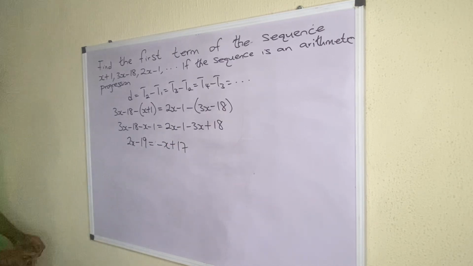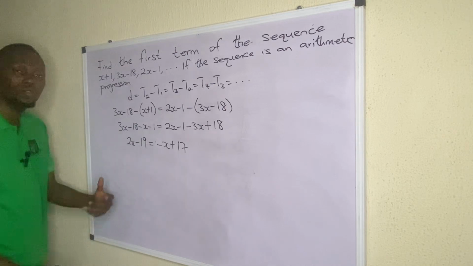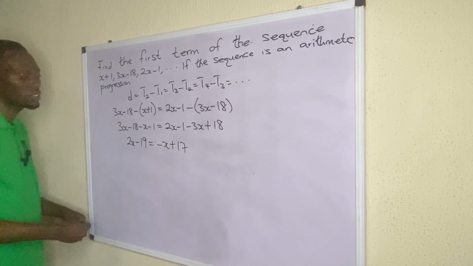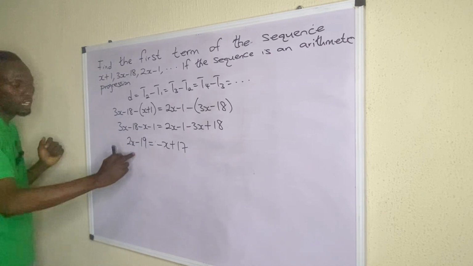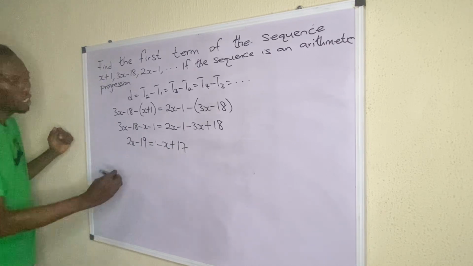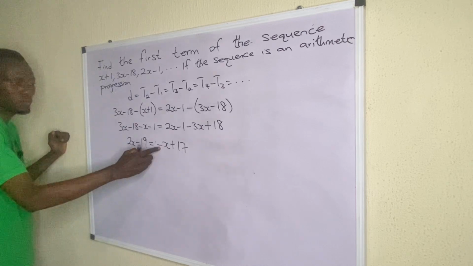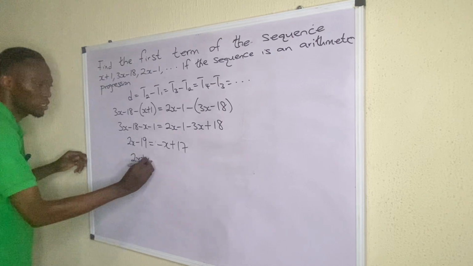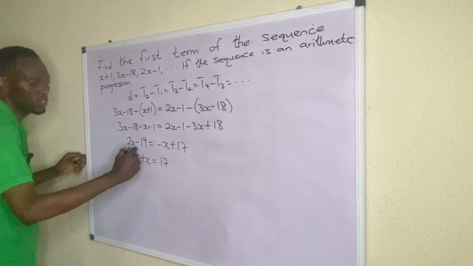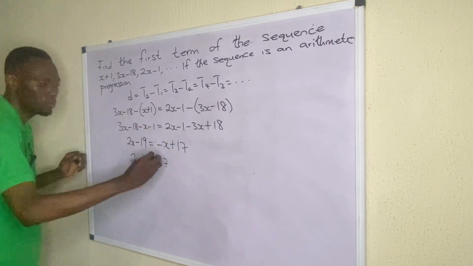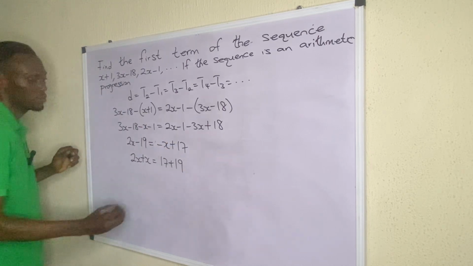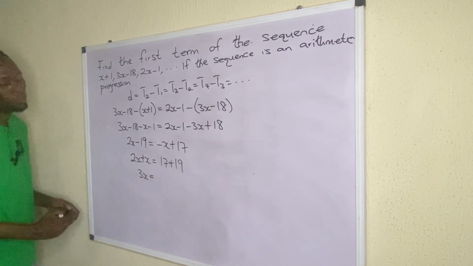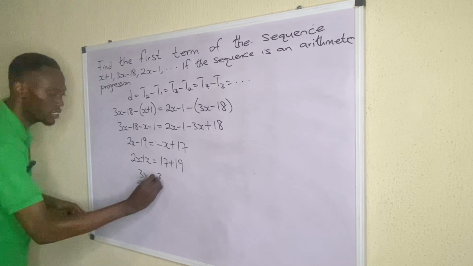So from here, I'll collect like terms. What do I mean? I'll move everything that contains a variable to the left hand side and every other thing to the right hand side. That means this minus x will cross over here and this minus 19 will cross over here. If this minus x crosses the equality sign, the minus will turn to plus. So I'll be having 2x plus x, which is equal to 17. Same thing, minus 19 crosses over here, it turns to plus 19. 2x plus x will give me 3x, which is equal to 17 plus 19, which gives me 36.